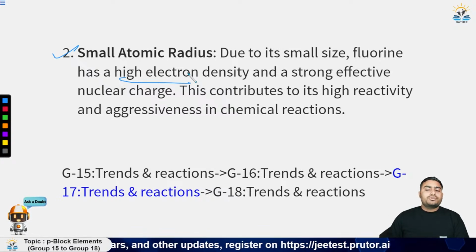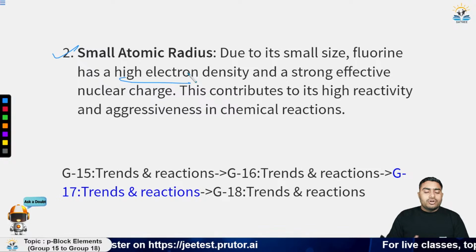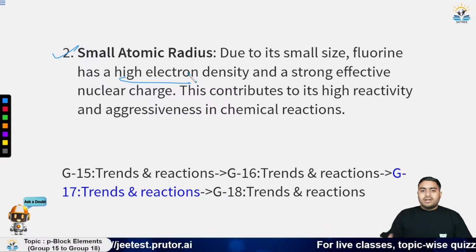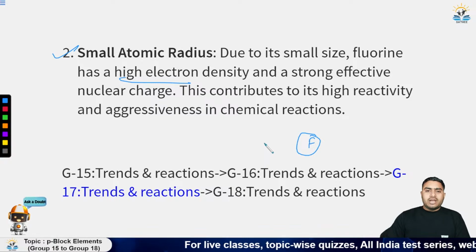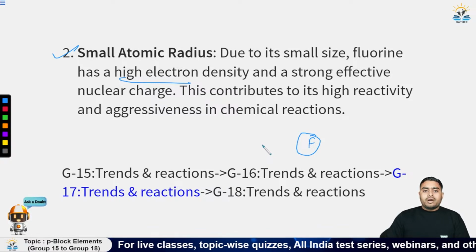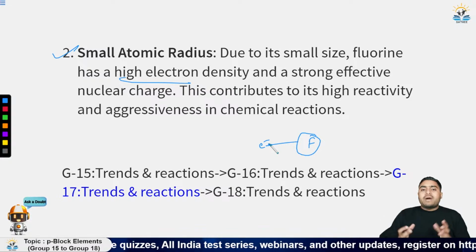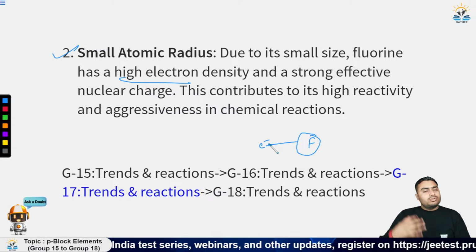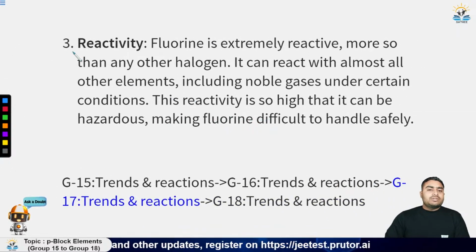So this contributes to its high reactivity and aggressiveness, right? It becomes very aggressive. Suppose this is fluorine, and due to its high electronegativity, if an electron is here, it can accept this electron with more power and more effectively, right? So it's like being aggressive for this electron in chemical reactions. Now the next part is here.